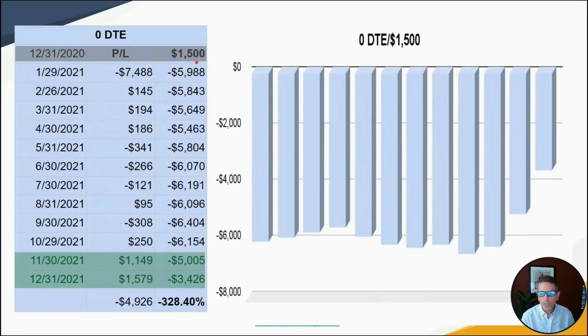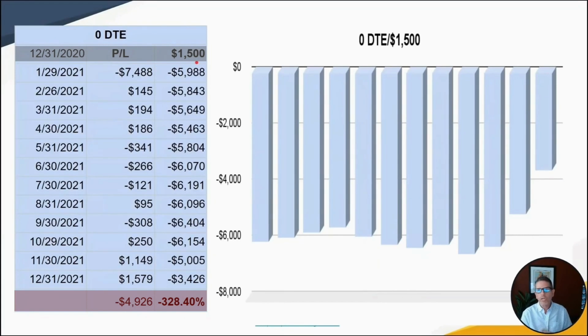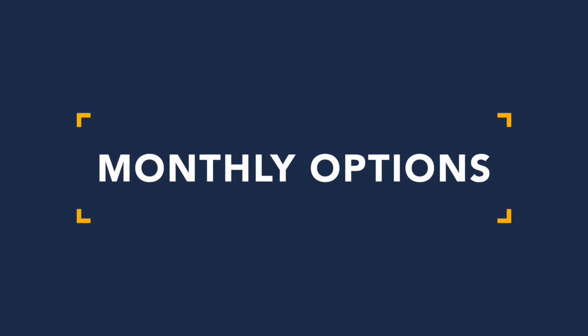In any case, the rate of return here for this trade is negative 300%. And so, yeah, I took losses here. That's part of trading, but my goal is to really improve on this strategy. All right, let's move on here. So let's go on to monthlies.